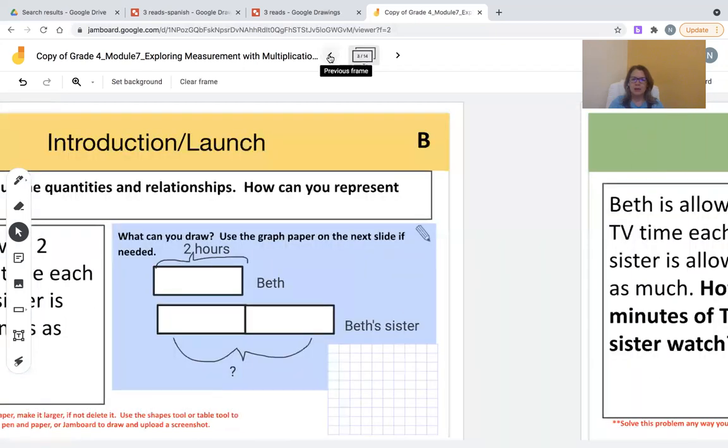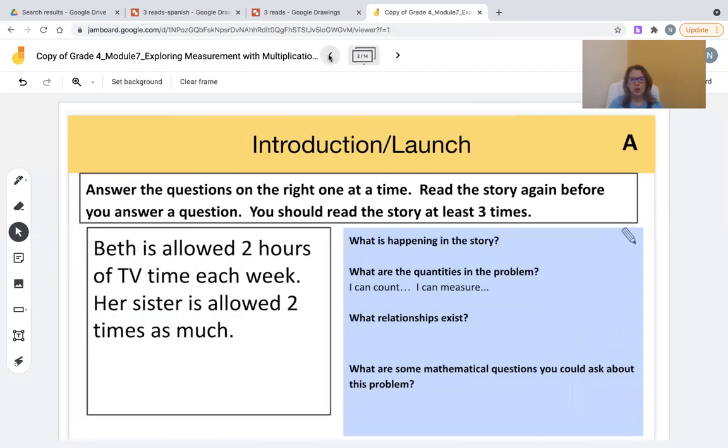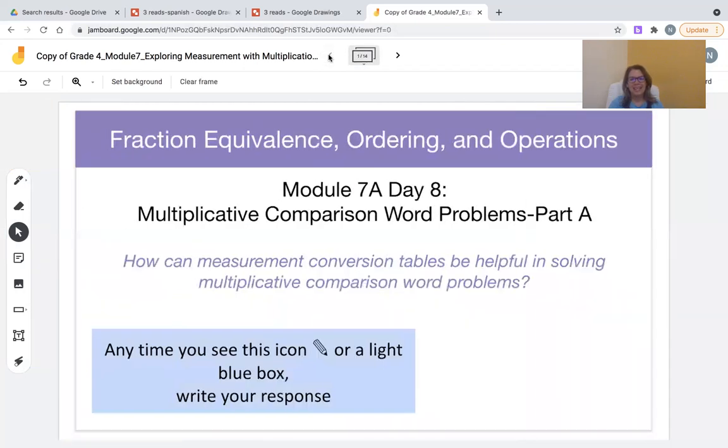Again, this is Miss Pagan, and I supported you to complete the introduction section by using the 3 reads, the Google Jamboard drawing tools, and how to show your thinking using the text box and also the drawing tools.